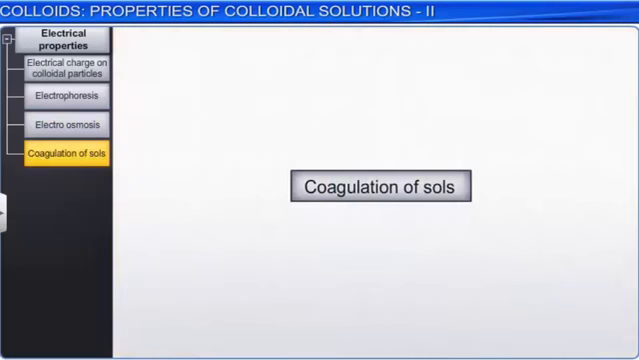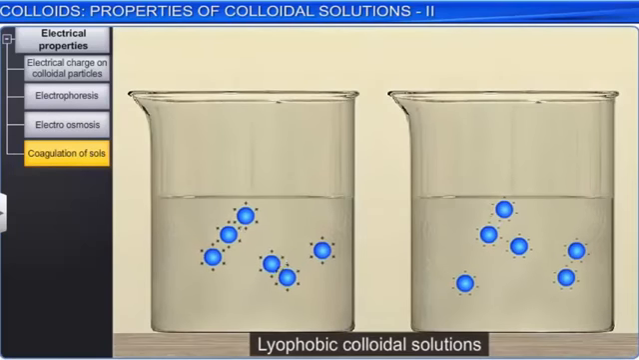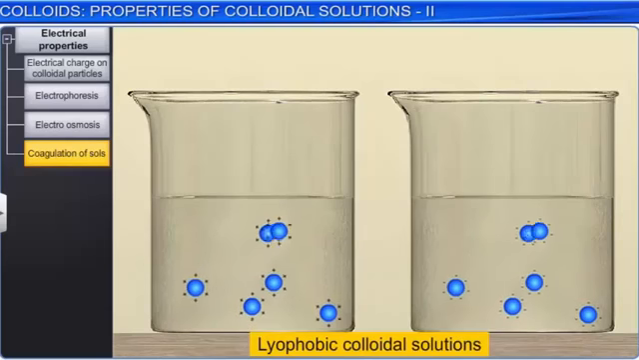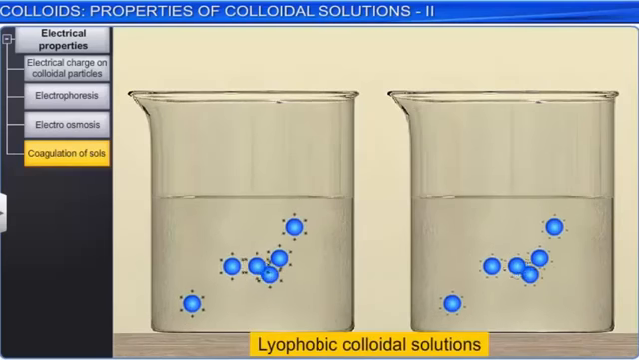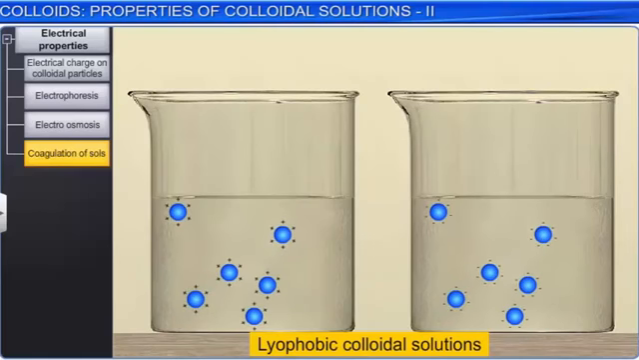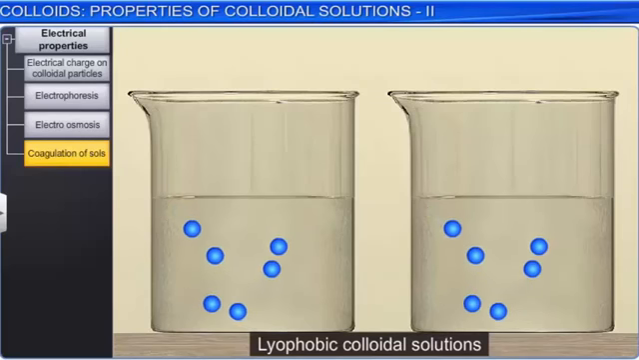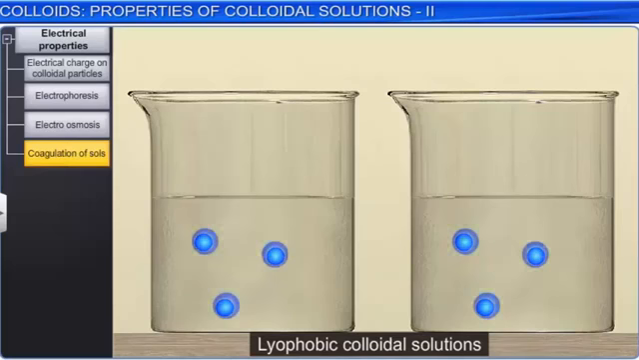Another very important property of colloids is their coagulation, flocculation, or precipitation. You already know that one of the factors responsible for the stability of lyophobic colloids is the presence of charge on colloidal particles. However, if the charge is destroyed, they are free to come near each other to form larger molecules.